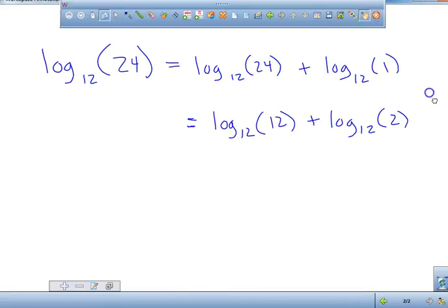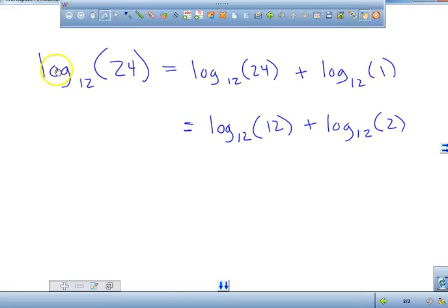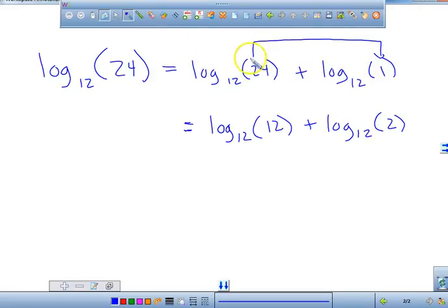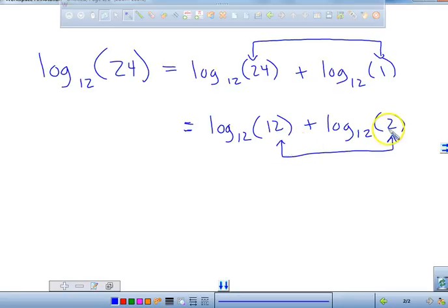All right, so here's what I've written down so far. I've written down log base 12 of 24 can equal log base 12 of 24 plus log base 12 of 1. Why? Because the product between 24 and the number 1 is 24. This one here, what's the product of 12 and 2? 24. What I'd like you to do is you come up with two others.